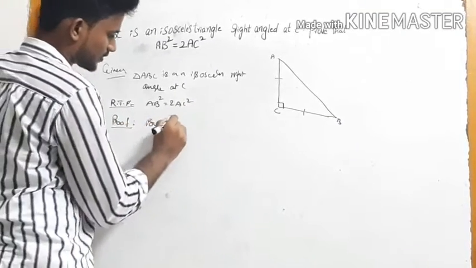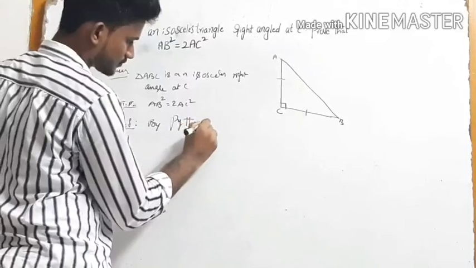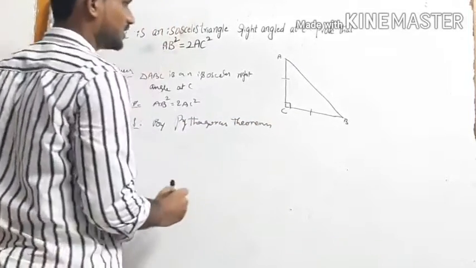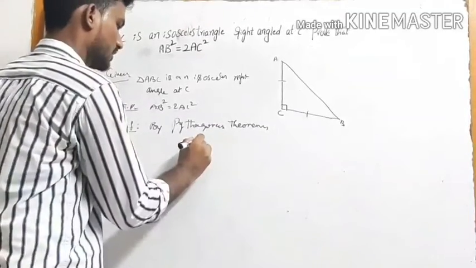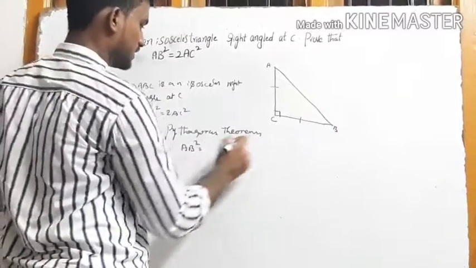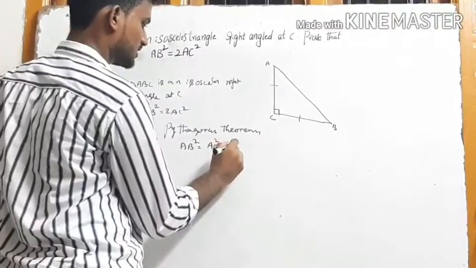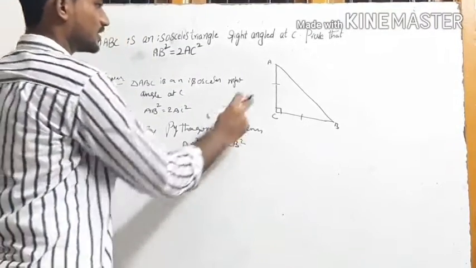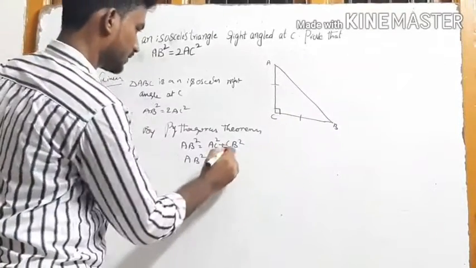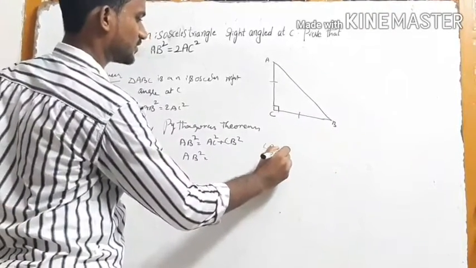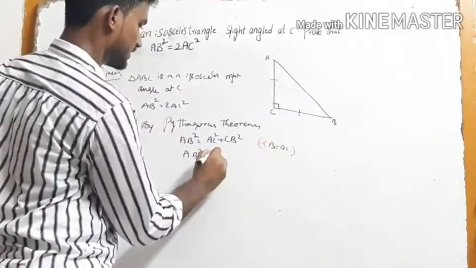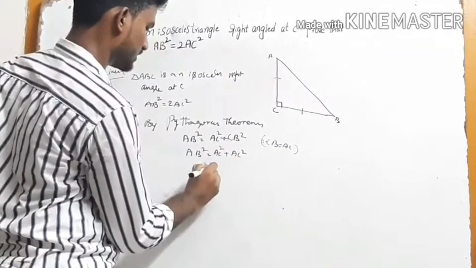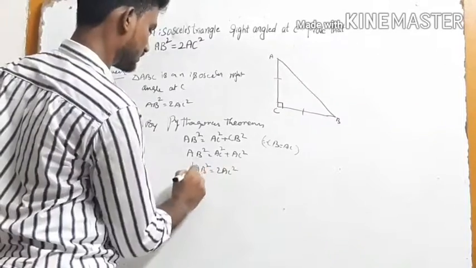Proof: by Pythagoras theorem, we know that AB square equals AC square plus CB square. These two sides are equal, so CB equals AC. Then AC square plus AC square equals AB square, which equals 2AC square. Hence proved.